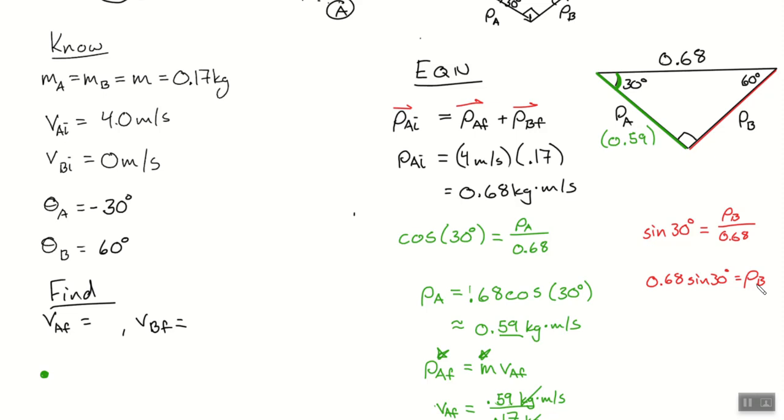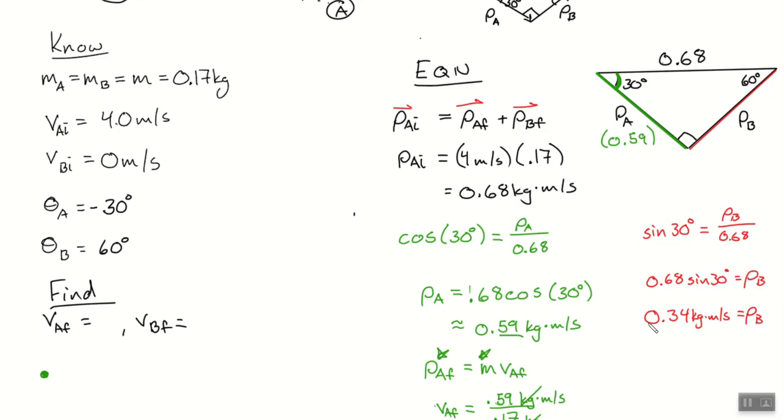Okay, I claimed we don't need a calculator. Here we are, 0 degrees, 30 degrees. I'm way more right than I am up. What's the y value here? 1/2. What's half of 68? So check it out. 0.34 kilogram meters per second is our momentum. Are we done? Not quite.